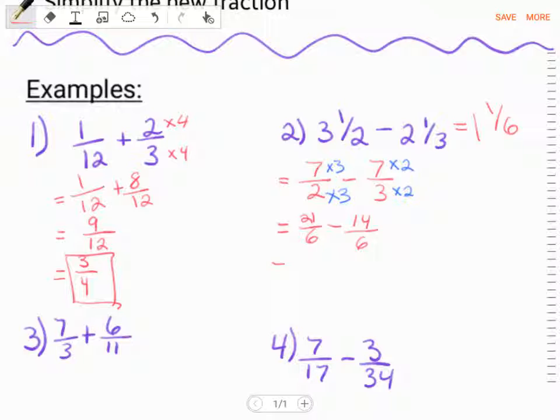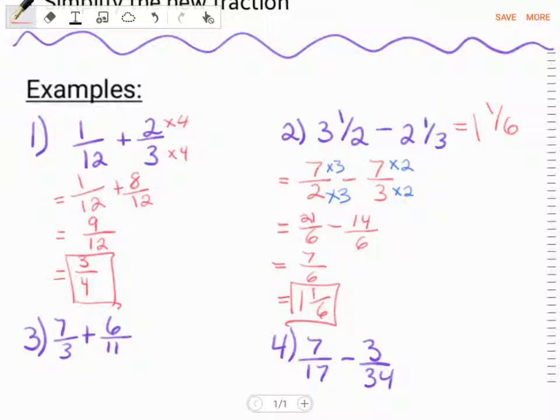6 on the bottom. So when I subtract here, I'm going to end up getting 21 minus 14 gives me 7. You're going to leave it over 6. And then if I change this back to an improper fraction, not improper fraction, it's already an improper fraction. If I want to change it back over to a mixed number, I'm going to think 6 goes into 7 one time with 1 left over. So I would have also got it this way.